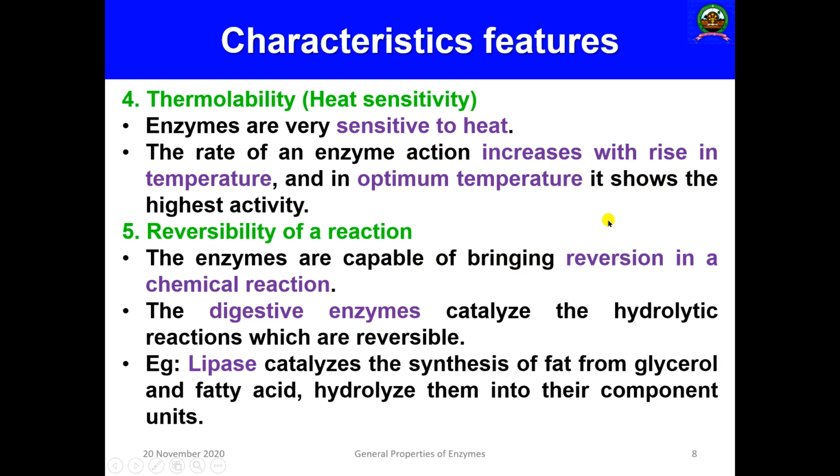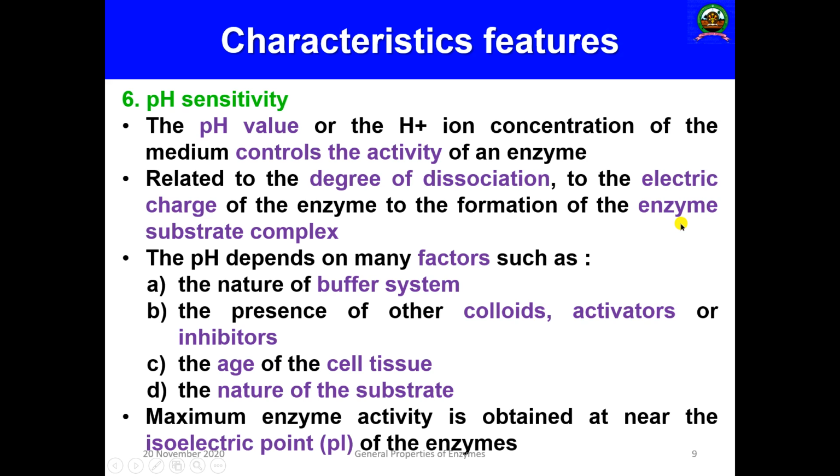Then finally, if you react with one more lipase, what will happen? The lipase will act on the primary position of the carbon atom, and you will produce glycerol and 3 molecules of fatty acids. So that is the importance of reversibility. Both reactions can be catalyzed: they can form triglycerides and they can break down triglycerides. Then the next one is sensitivity to hydrogen ion concentration, the pH. The pH value or hydrogen ion concentration of the medium controls the activity of the enzymes. Like temperature, if the pH is increased, the enzyme activity also increases.